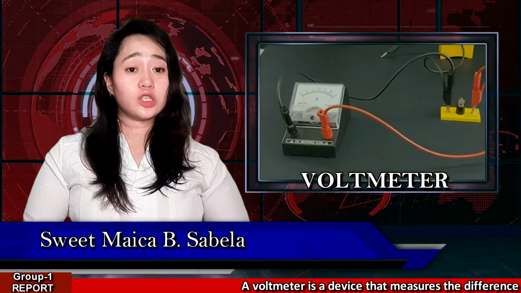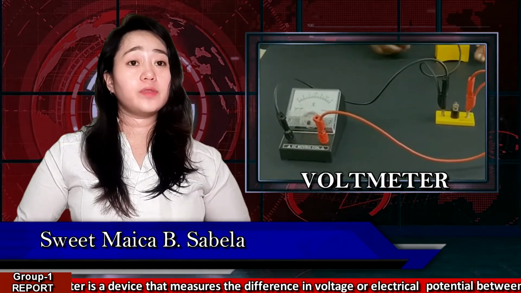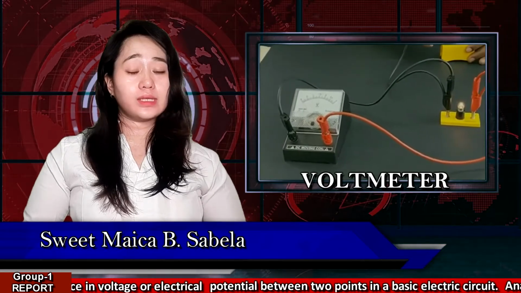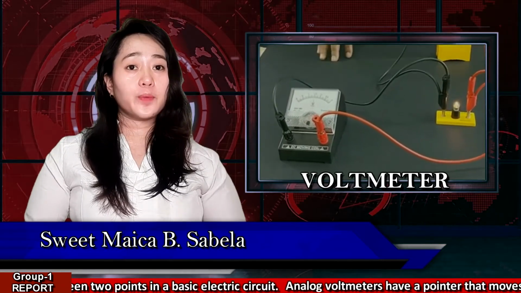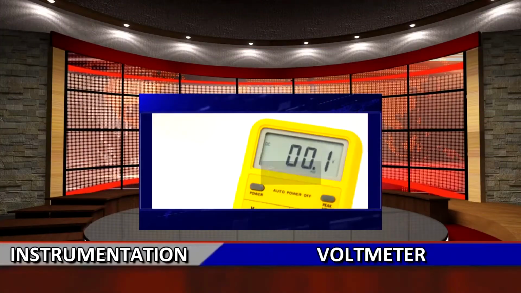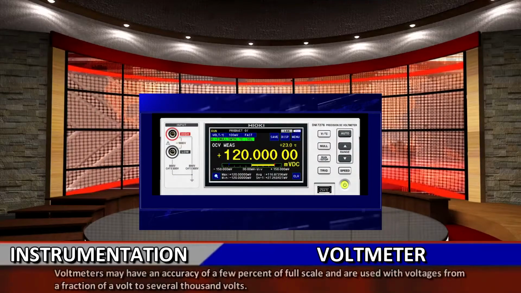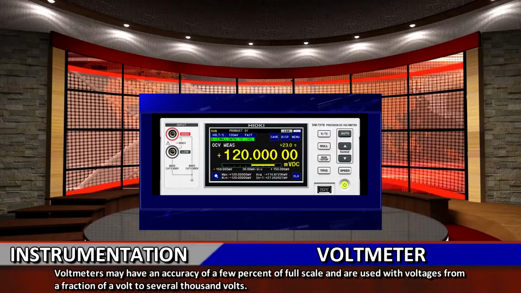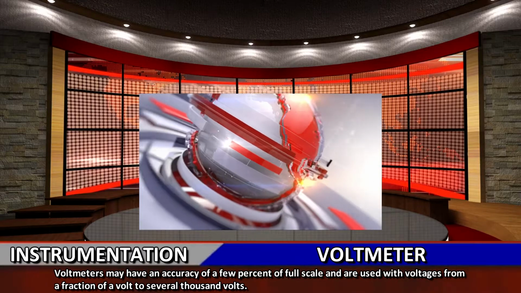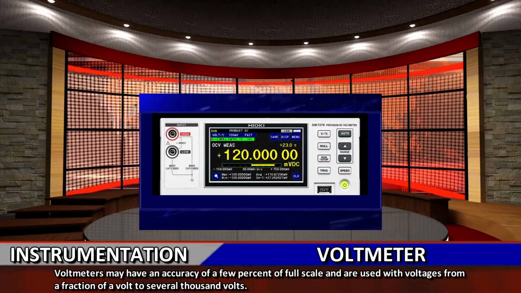So the second type of analog and digital measuring and testing instruments is the voltmeter. A voltmeter is a device that measures the difference in voltage or electrical potential between 2 points in a basic electrical circuit. Analog voltmeters have a pointer that moves across a scale in proportion to the circuit voltage. Voltmeters range in precision from a fraction of a volt to several thousand volts.